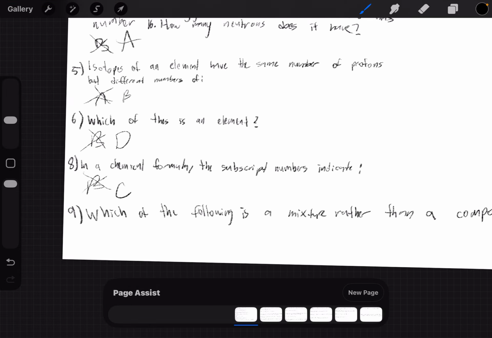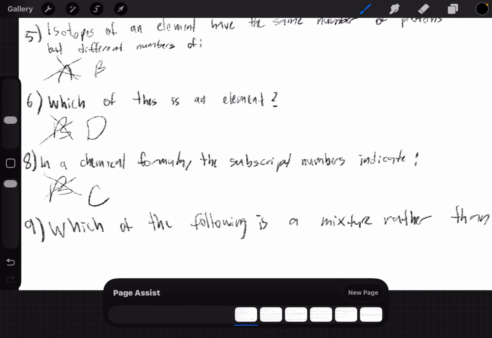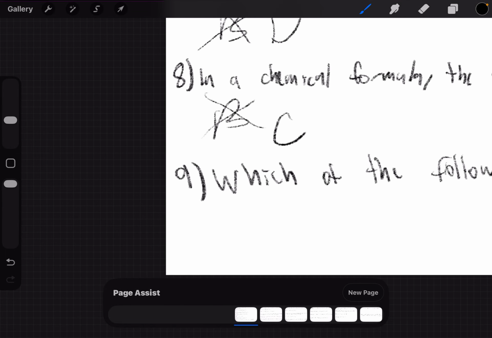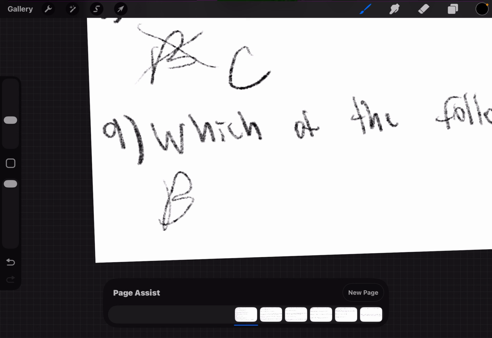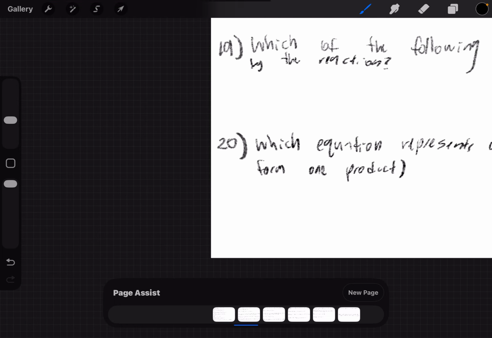And number 9 says, which of the following is a mixture rather than a compound? So for this, I wrote B, H2O, aka water. But the real answer is C, which is air, aka oxygen and nitrogen gas.